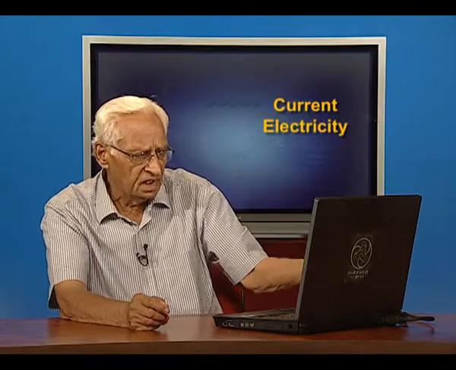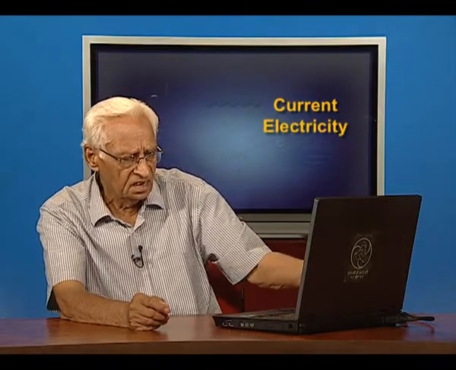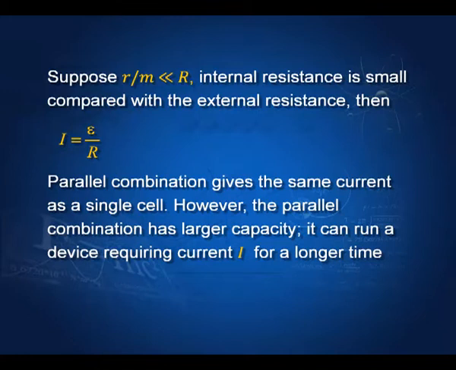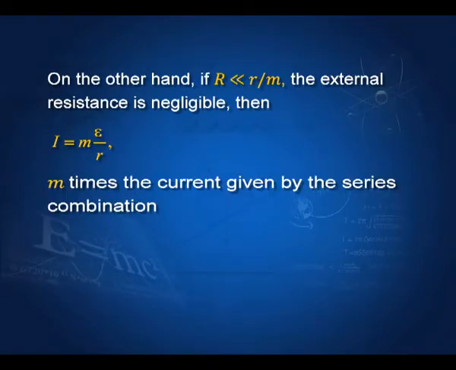So, once again I can take the same special cases. If the external resistance is very large, then I can neglect r, and then the current will be as if through one cell, and if external resistance is small, then the effect of the parallel combination would be that the current will be M times the number of cells times the current through one cell.